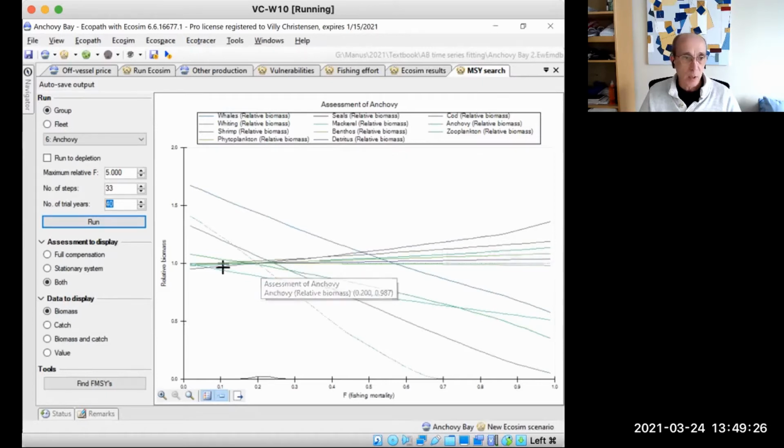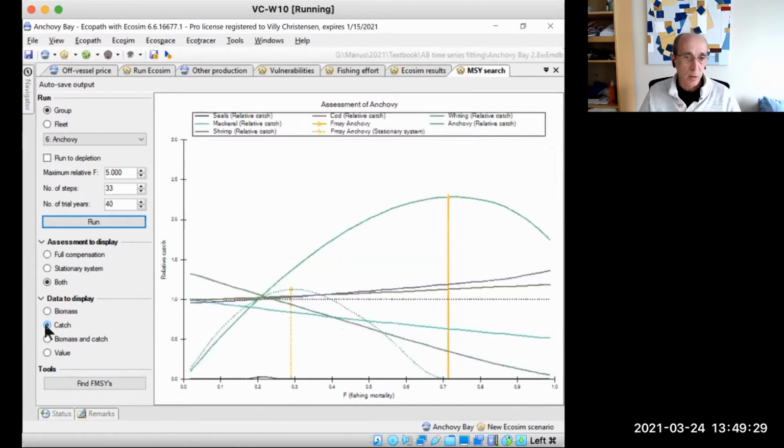But we tend to look at catches instead. So this is what you normally see when we're talking about FMSY. And what you see here now, nice and clearly, is that the FMSY for anchovy in the ecosystem model comes in at a fish mortality of 0.7 something. Fairly high. And we can see then the implications of this for the catches of other groups, where we note, for instance, that it leads to higher catches of cod, lower catches of mackerel, and lower catches of whiting. So that's one thing we can see right away.